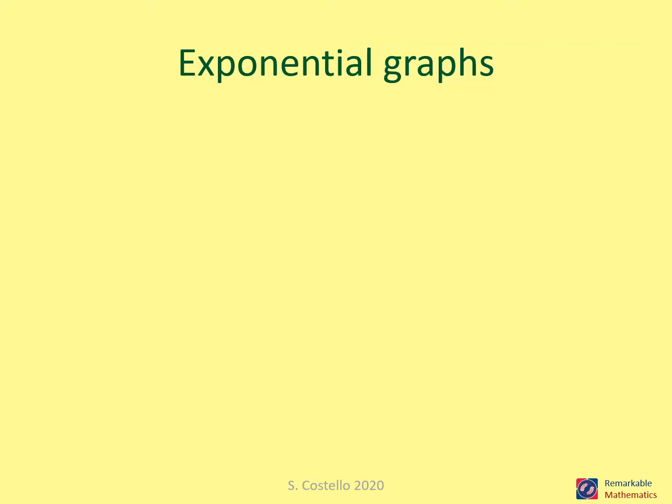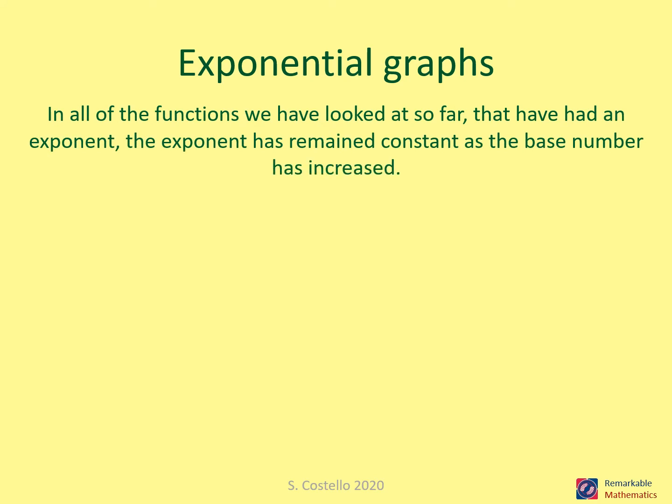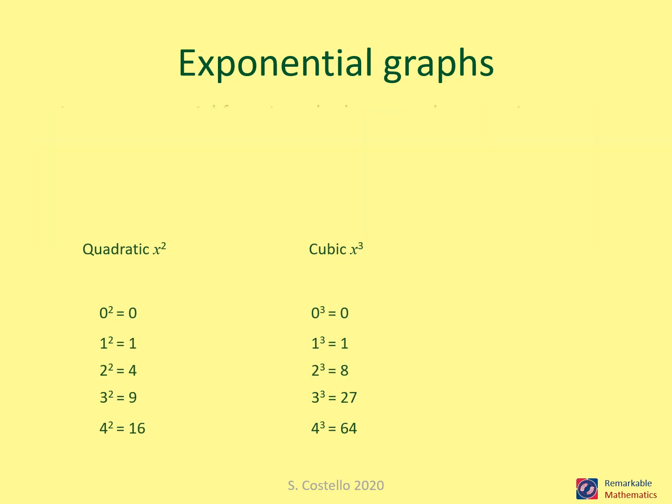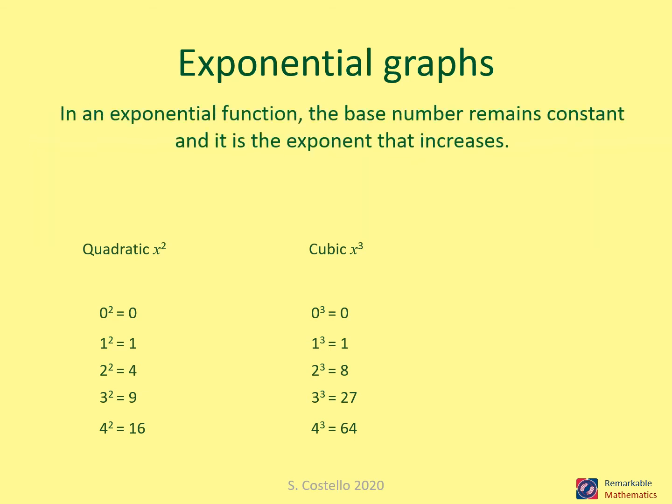Exponential graphs. In all of the functions we have looked at so far that have had an exponent, the exponent has remained constant and the base number has increased. So for a quadratic, the value of x goes up, but the exponent remains as a 2. In a cubic function, again the base number goes up, but the exponent remains as a 3. In an exponential function, the base number remains constant, and it is the exponent that increases.